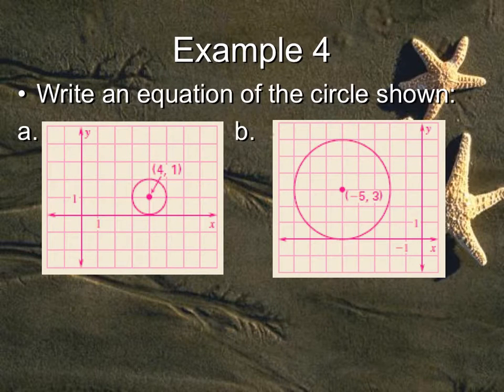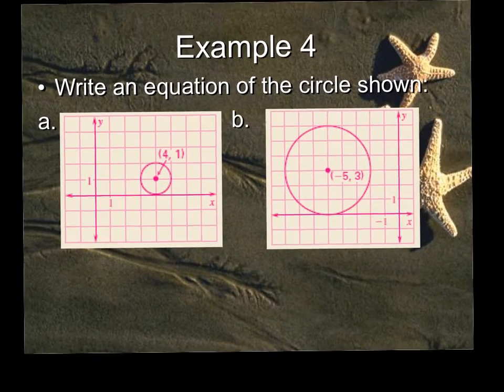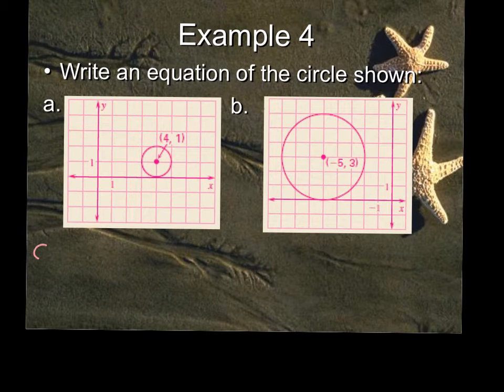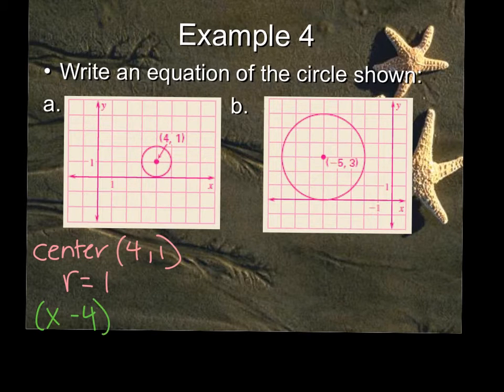So now you're going to put those two together. The first thing we want to do is figure out what the center and the radius is, and then write the equation. So in A, we see the center, right? What's the center for A? 4, 1. What's the radius? If I go up, right, down, or left, my radius would be 1. So then I plug it in. X minus 4 squared plus y minus 1 squared equals 1 squared, which is 1.